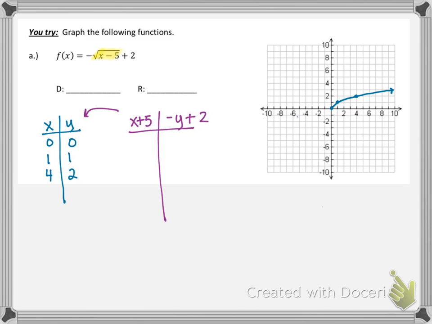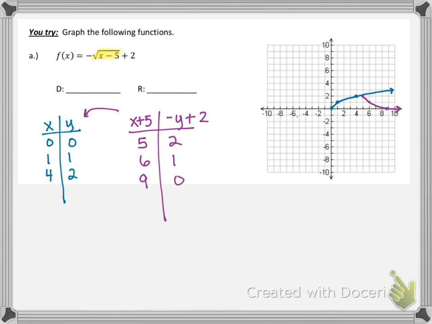Okay, so I'm going to take 0, 0: 0 plus 5 is 5, -0 plus 2 is 2, so 5, 2 is 1 point. 1 plus 5 is 6, -1 plus 2 is 1. 4 plus 5 is 9, -2 plus 2 is 0. So we have 5, 2, 6, 1, 9, 0. And those are the exact same points that you get if you pick x values in to get the corresponding y values.